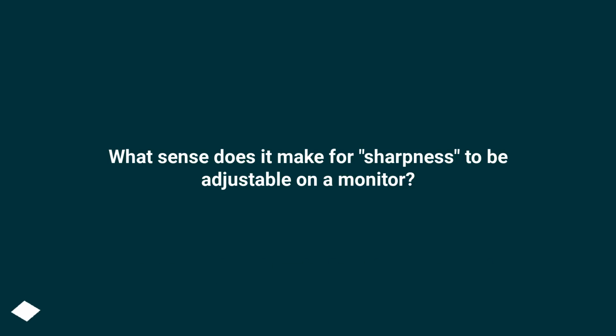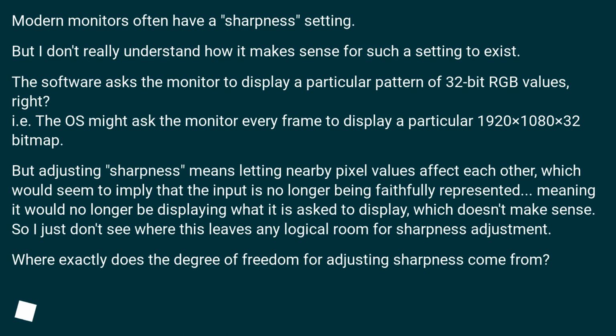What sense does it make for sharpness to be adjustable on a monitor? Modern monitors often have a sharpness setting, but I don't really understand how it makes sense for such a setting to exist. The software asks the monitor to display a particular pattern of 32-bit RGB values, right? i.e. the OS might ask the monitor every frame to display a particular 1920 x 1080 x 32-bit map.